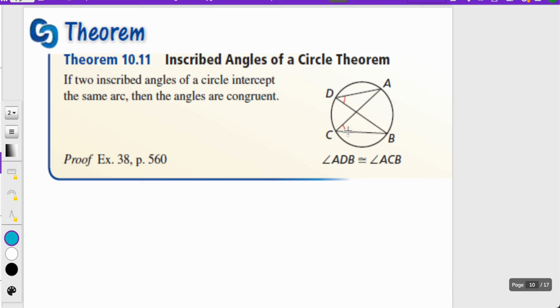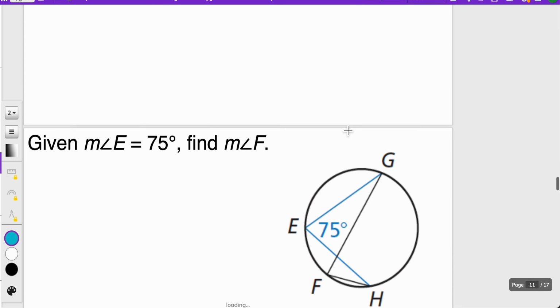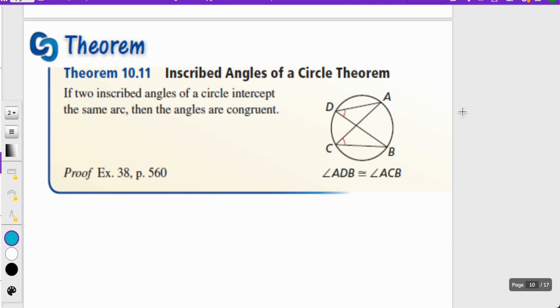So the inscribed angles of a circle theorem is kind of what we saw before. If two inscribed angles of a circle intercept the same arc, then those angles are congruent. So we just proved that with an example. If you need to, pause the video here and draw this in your theorem sheet, that'd be good, just so you can have an idea of what it looks like and what angles could be matching. Don't forget your letters as well.